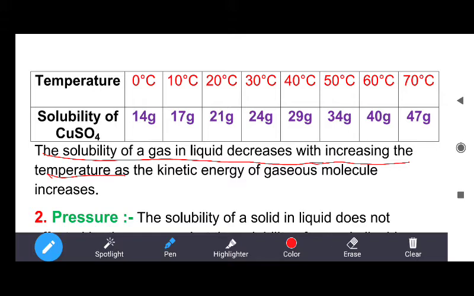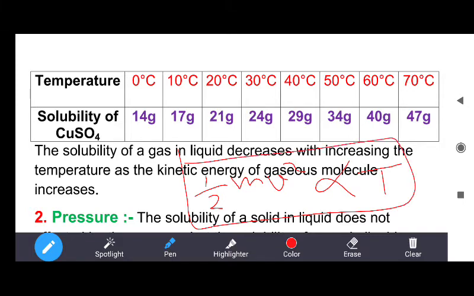Acha, why does the solubility decrease when a gas is dissolved in liquid? Because the kinetic energy of gaseous molecules increases. The kinetic energy of gaseous molecules is directly proportional to temperature. As the temperature increases, the kinetic energy of molecules will increase, and as the kinetic energy of molecules increases, the gaseous molecules leave the solution and move out into the surroundings.